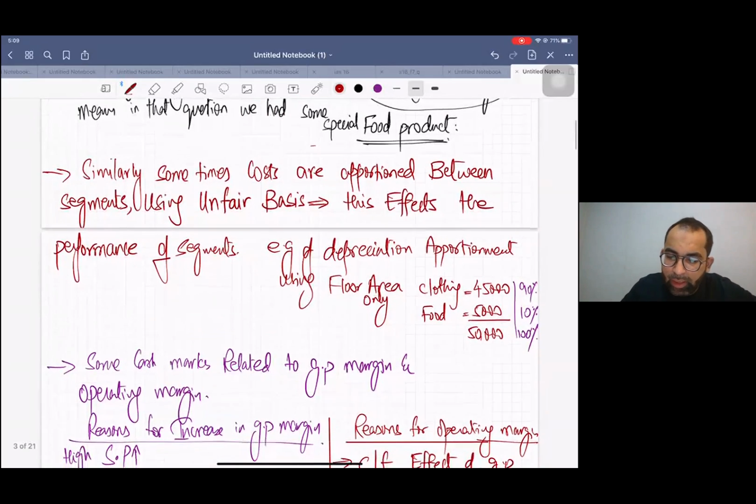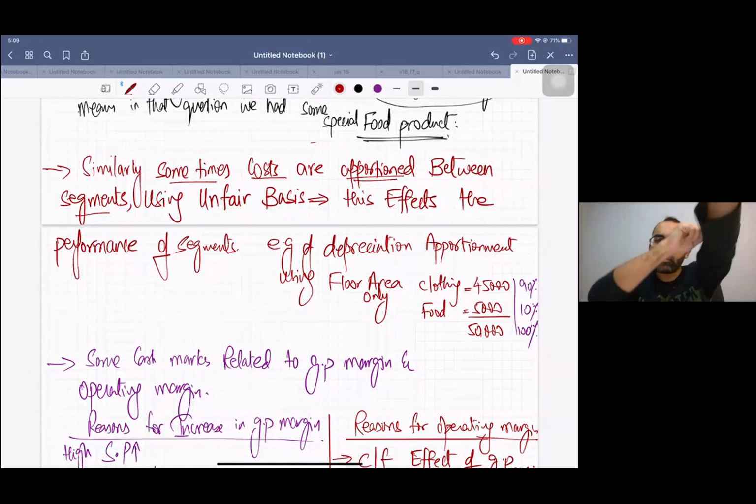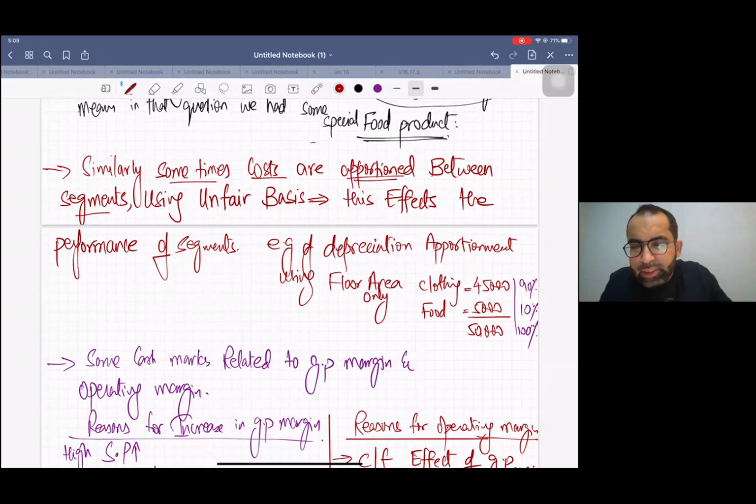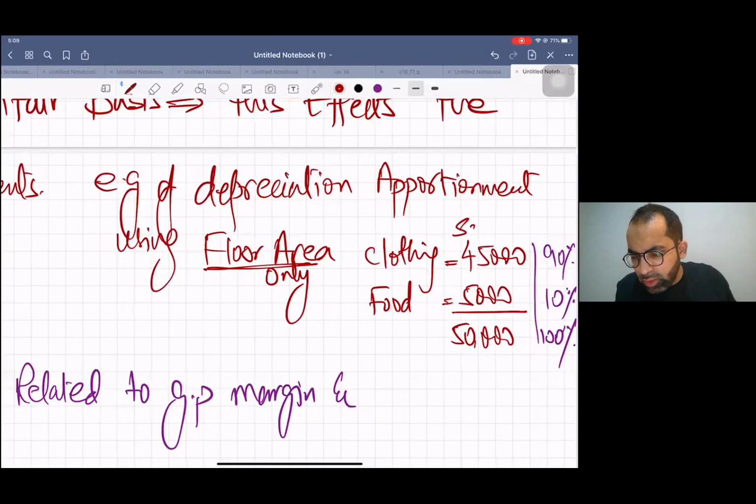Now one more thing. Similarly, sometimes costs are apportioned between segments. Look here. For example, again, I have two businesses, a clothing business plus a food business. Let us say I have 15 clothing boutiques and only two food shops. The floor area given in the question is 45,000 square feet for clothing and 5,000 for food. Total floor area is 50,000.